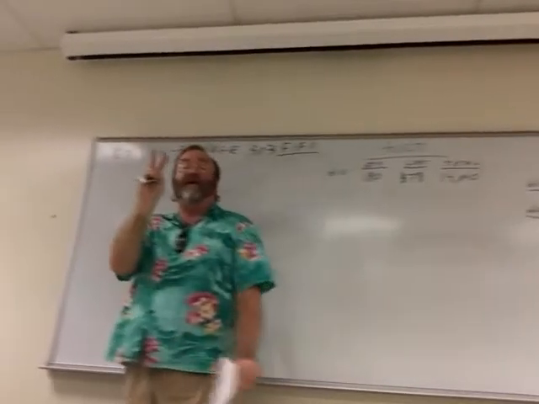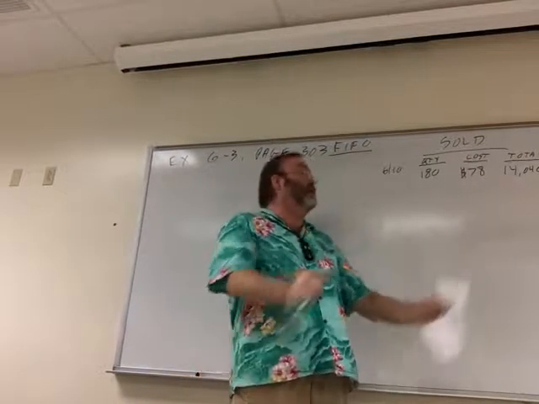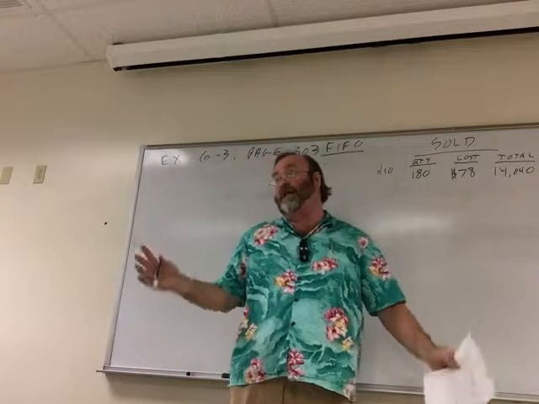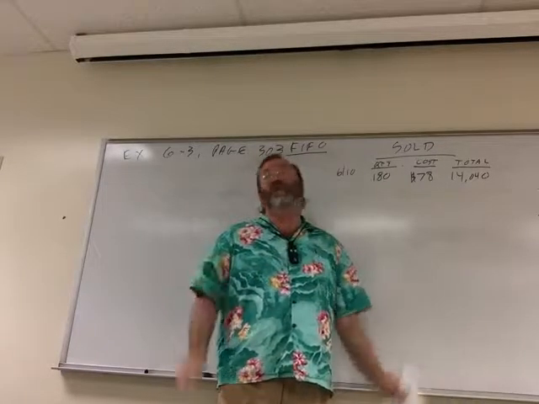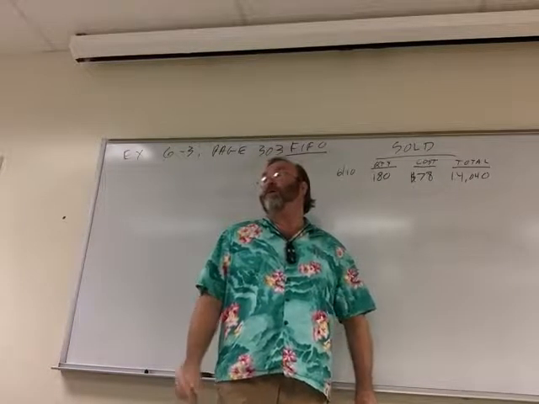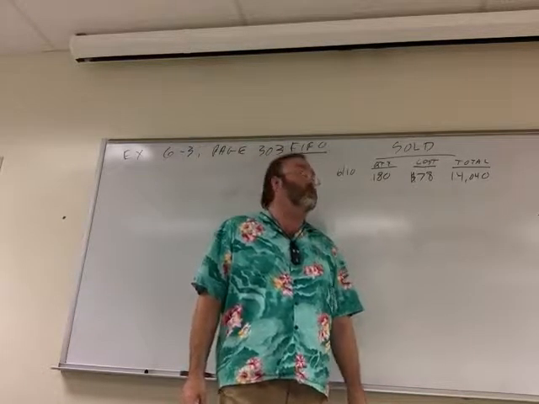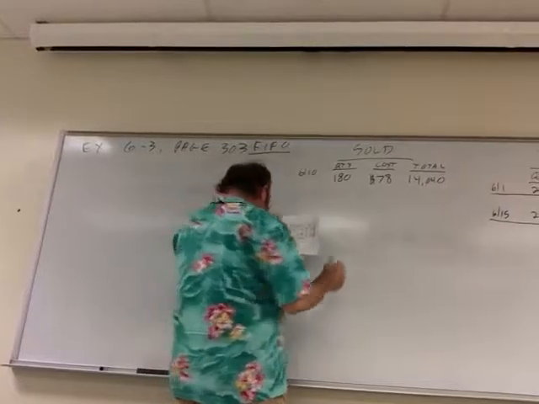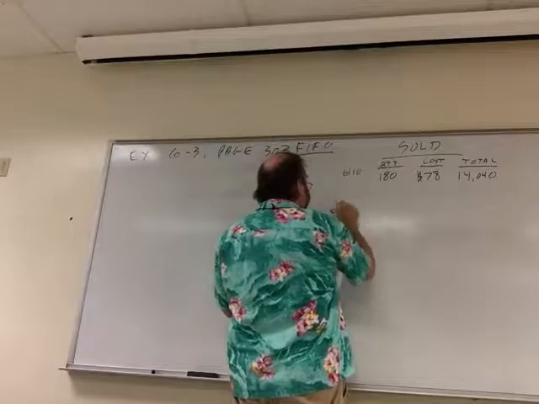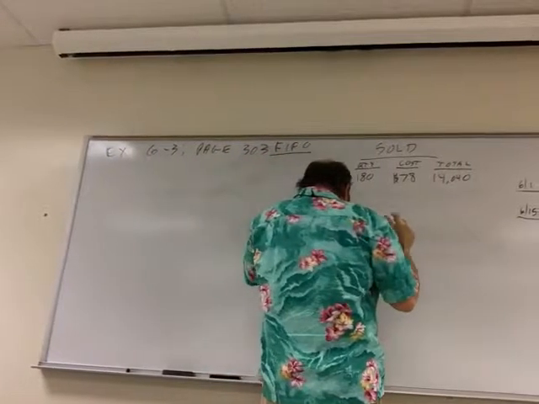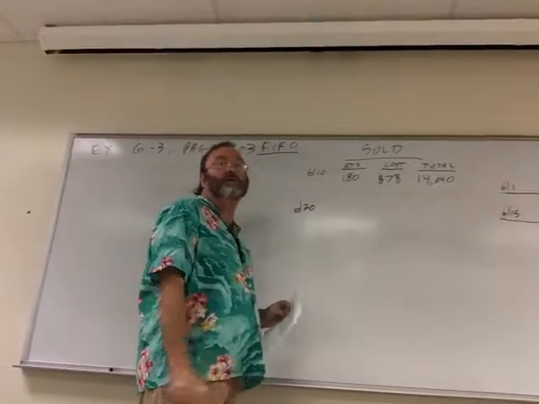Now we've got two layers. We've got 60 units that cost us $78, and we've got 280 units that cost us $80. Now it's important which of these two units, depending upon whether we do FIFO or LIFO, and I'm going to do LIFO next, as to which units we next sell. And our next sale is on the 20th. And we're going to sell a total of 220 units.